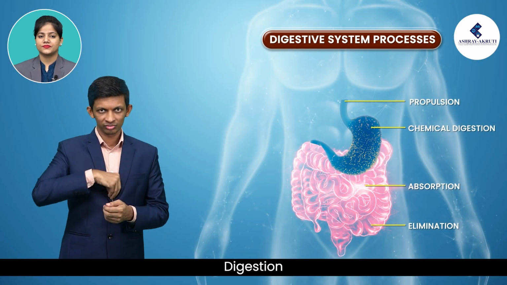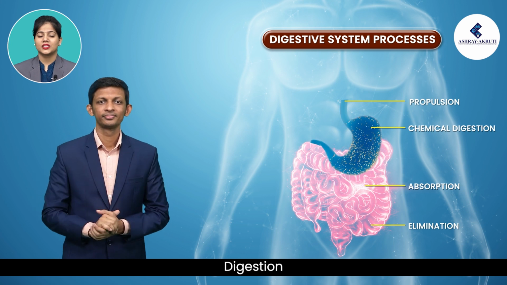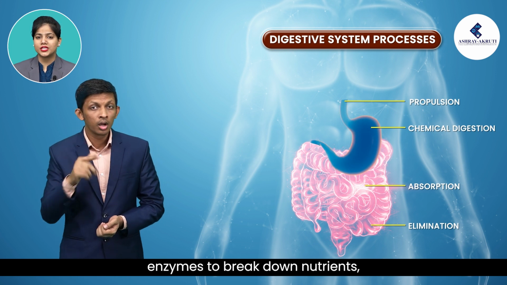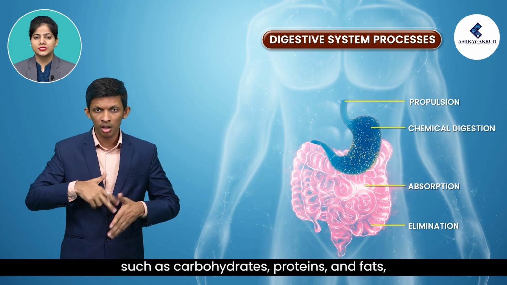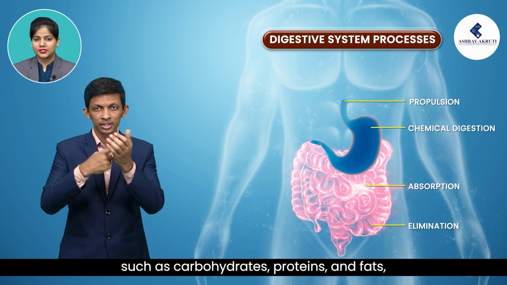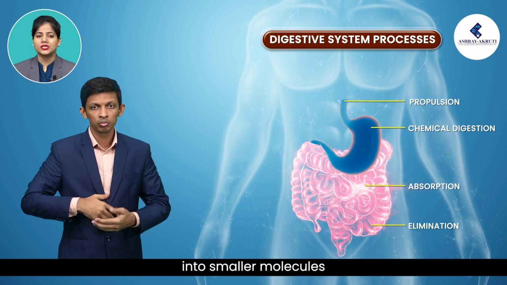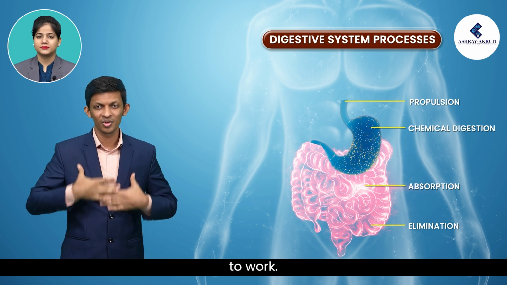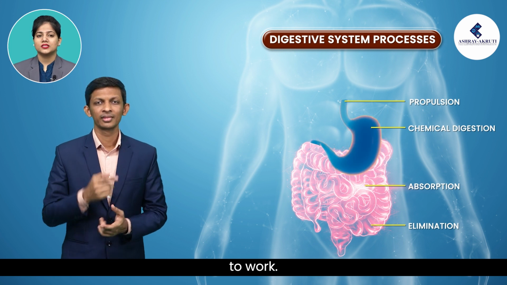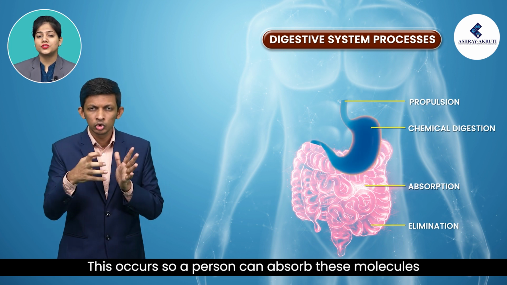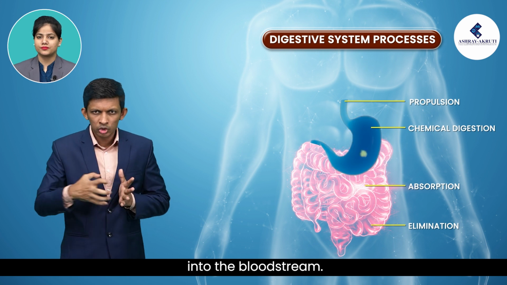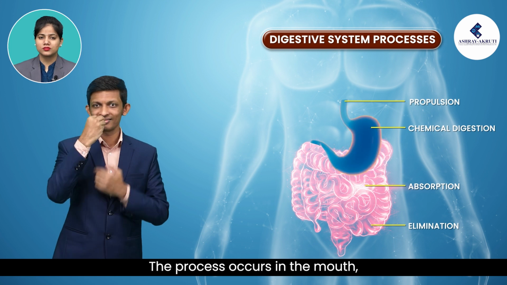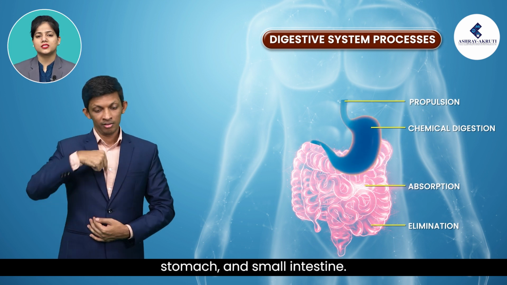Digestion. Chemical digestion uses certain enzymes to break down nutrients such as carbohydrates, proteins, and fats into smaller molecules and gives out energy for the man to walk. This occurs so a person can absorb these molecules into the bloodstream. The process occurs in the mouth, stomach, and small intestine.